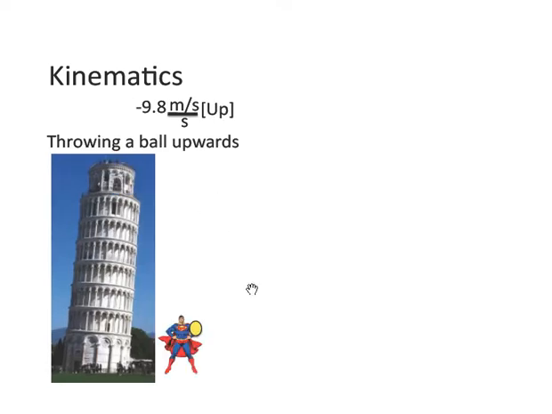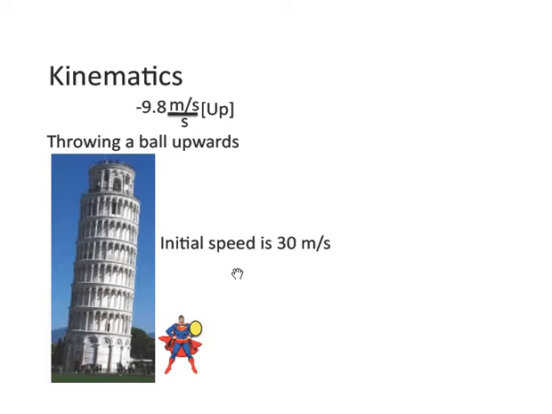Now let's look at the opposite situation. Imagine we have a person who wants to throw an object upwards. Well, in this situation, when you throw a ball upwards, we know it's not going to speed up. We know it's going to slow down. So we use negative 9.8 meters per second squared to describe its motion.